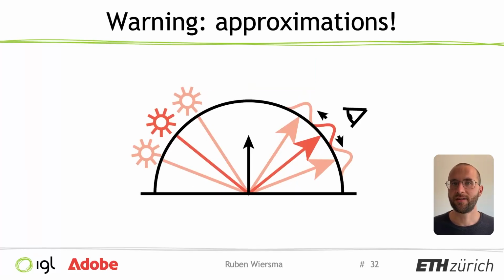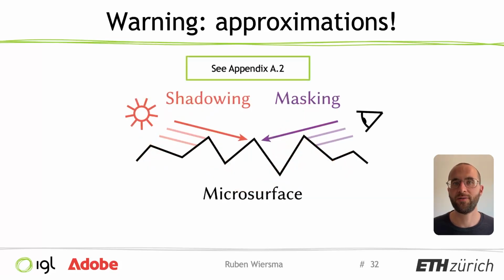Now, it's good to note here that this model really is an approximation. In the original paper, they approximate the BRDF kernel, they approximate the Fresnel effect, and ignore shadowing and masking. In our paper, we show how you can still include this shadowing and masking with an approximation in the appendix.